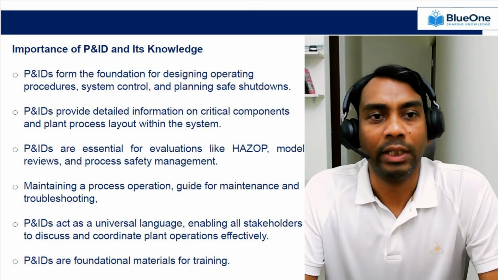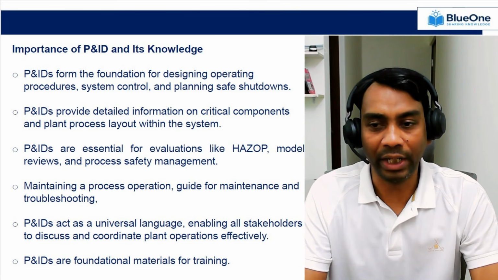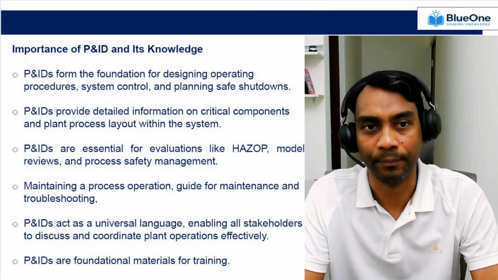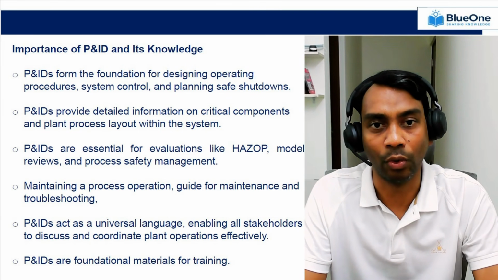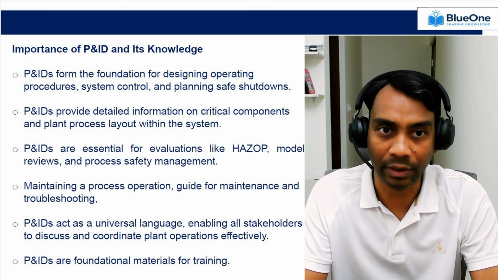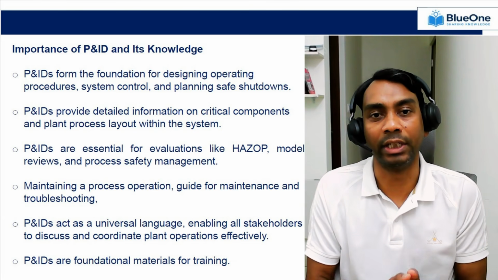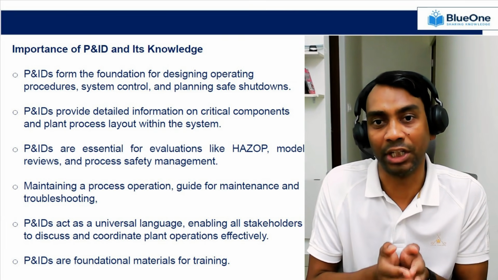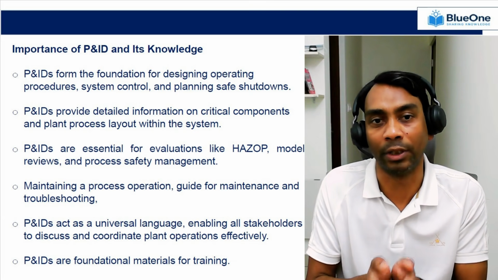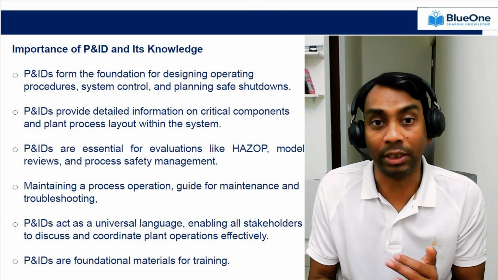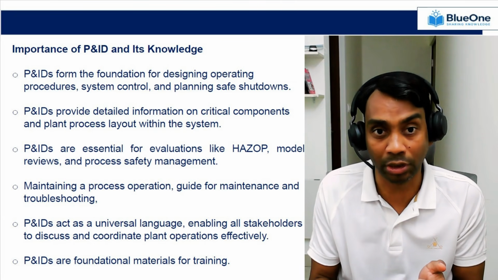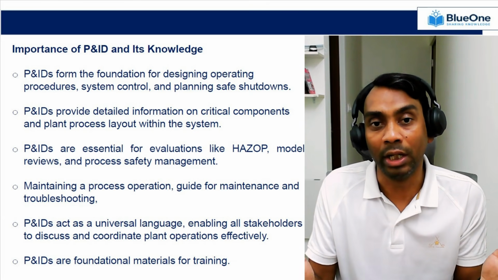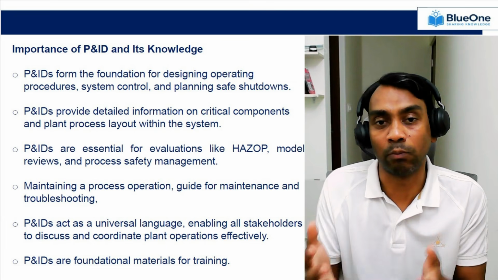Okay, so let's look at the importance of the P&ID. The P&ID is one of the critical and essential documents to run any facility safely and reliably. It forms the foundation for designing facilities, operating facilities, and controlling facilities in a safe and reliable manner. It helps us to plan safe shutdown. It gives us each and every detail required to operate the plant. A P&ID provides detailed information on critical components and plant process layout within the system or unit, as well as a detailed overview of the actual process happening in the real-time plant.